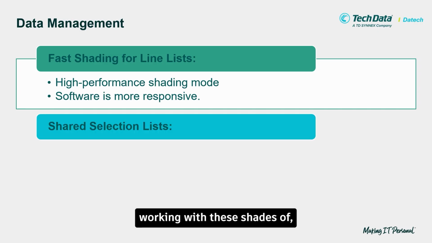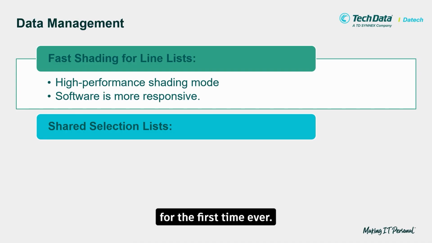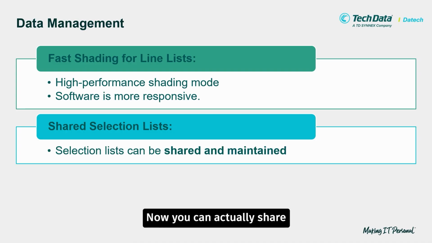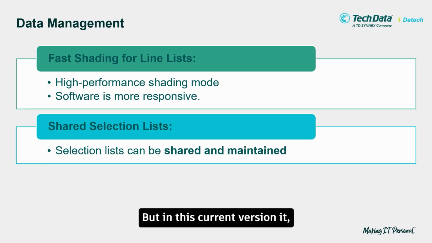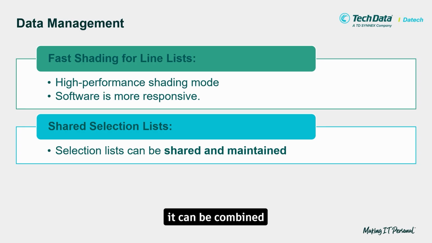Next, working with shared line lists, for the first time ever you can actually share and maintain centrally utilized data for the service and also for the manufacturer list, between the PNID and 3D model environment. Previously, in other versions of AutoCAD Plant 3D, these were created twice. We had to create one for PNID and then one more for the 3D model. But in this current version, it can be combined into a single form.